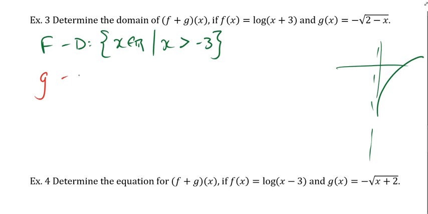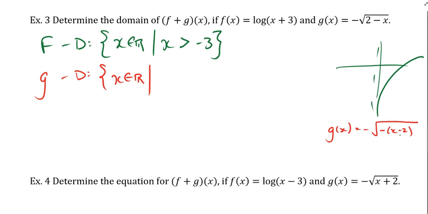G domain. X is an element of the real numbers such that, oh, this one's a bit harder. I'm going to go off to the side somewhere, get rid of some of this. Let's see, g at x. What do I have to do to figure this one out? Factor. So negative square root, factor out, it's like negative x plus 2, so I factor out the negative, and then it's x minus 2.